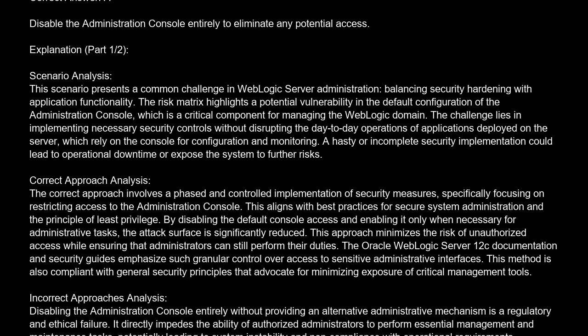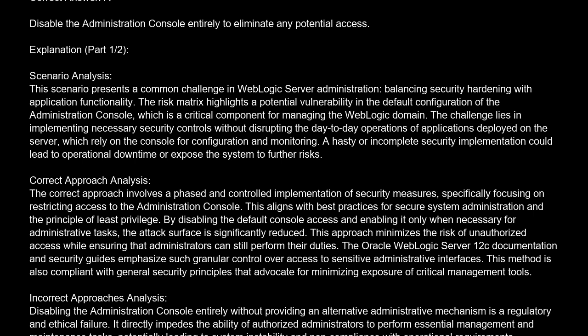The Oracle WebLogic Server 12c documentation and security guides emphasize such granular control over access to sensitive administrative interfaces. This method is also compliant with general security principles that advocate for minimizing exposure of critical management tools.